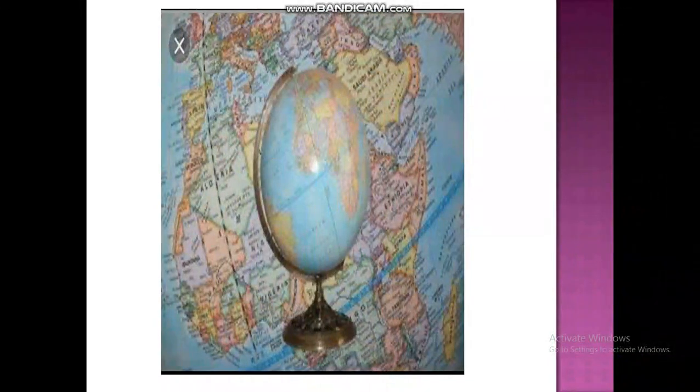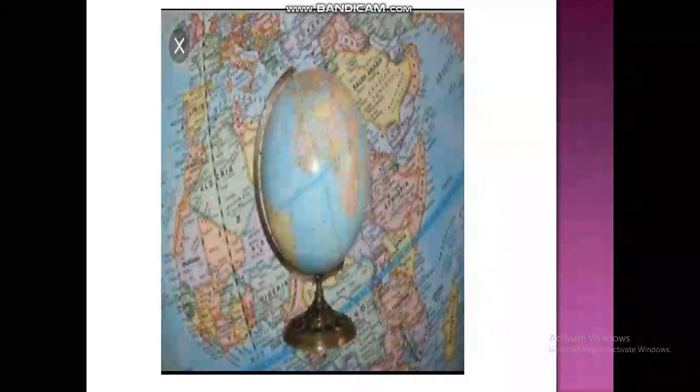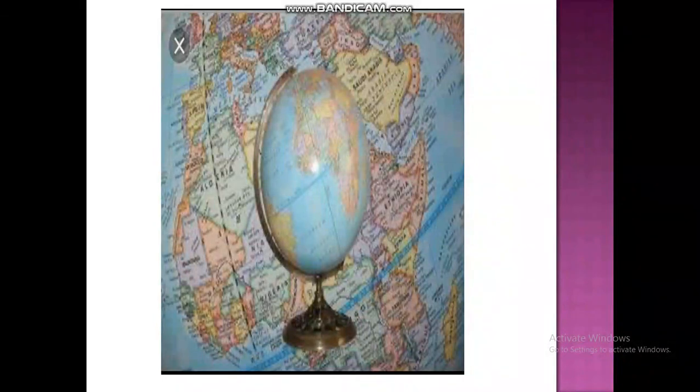A globe cannot show everything in detail. Maps can show even the minutest detail. A globe shows the central position of places. A map shows only the relative position. A globe is costly. A map is cheap. Study well these differences.